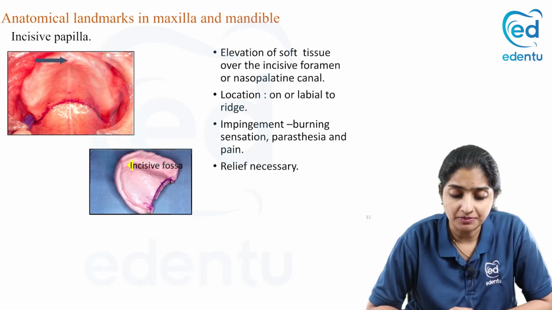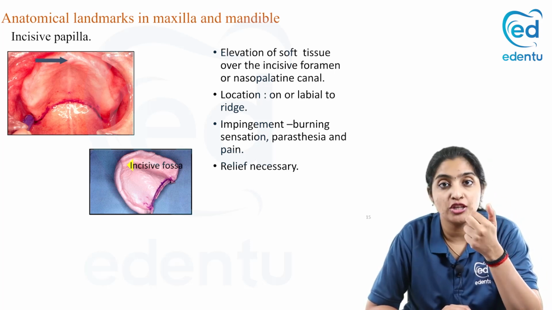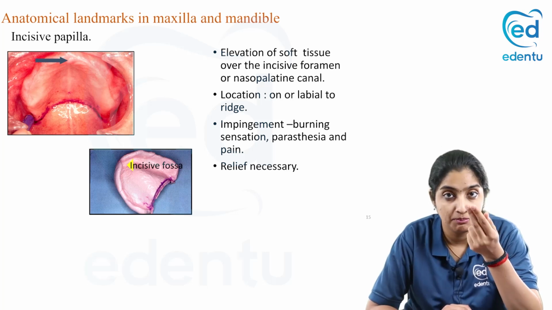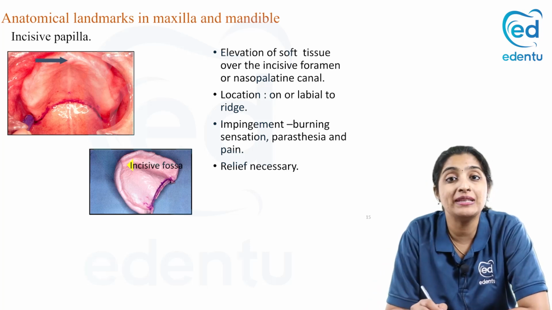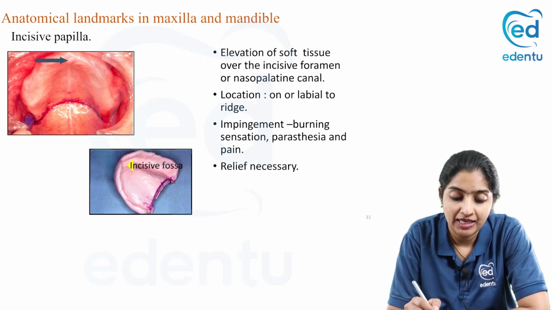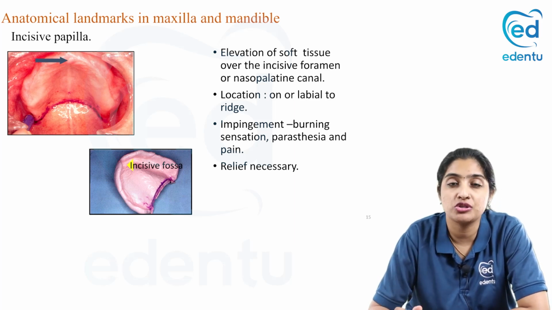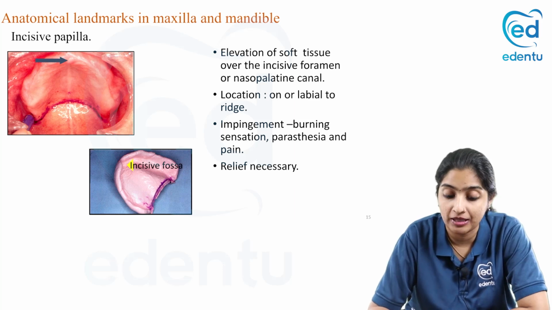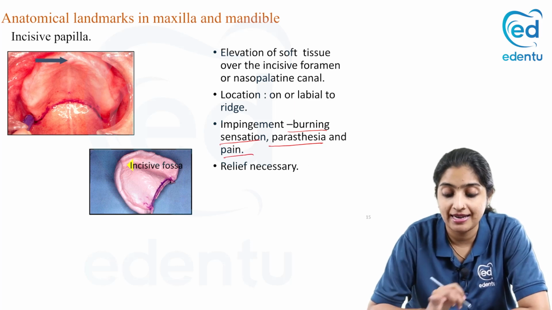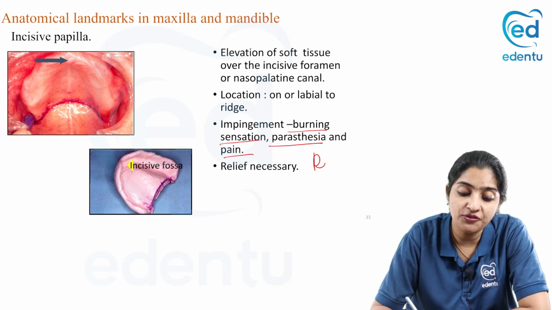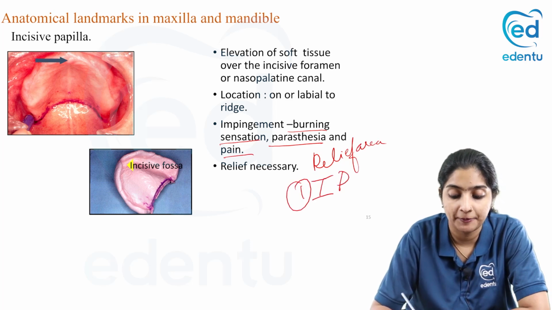Coming to the incisive papilla. Usually in a dentulous situation, it is seen on the intaglio surface, that is on the hard palate just behind your central incisors, between them inside. It is an elevation of soft tissue over the incisive foramen or the nasopalatine canal. It is on or labial to the ridge. Now, what happens if there is excessive force or impingement over the incisive papilla? It can cause a burning sensation, paresthesia and pain. Thus, relief is necessary. Therefore, your relief areas include, first, your incisive papilla.